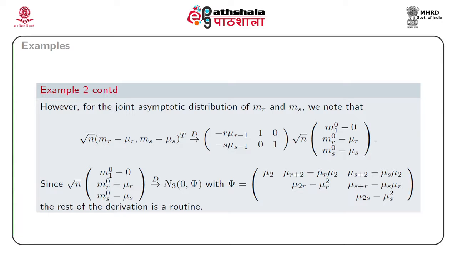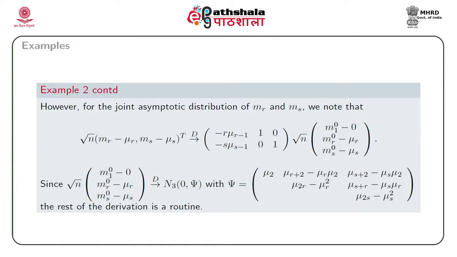However, after a straightforward manipulation, one can find that the large sample dispersion matrix of MR and MS has elements sigma rs, which is defined as mu r plus s minus mu r times mu r multiplied by mu s minus r multiplied by mu r minus 1 multiplied by mu s plus 1 minus s multiplied by mu s minus 1 multiplied by mu r plus 1 plus r multiplied by s multiplied by mu r minus 1 multiplied by mu s minus 1, whole thing multiplied by mu 2.